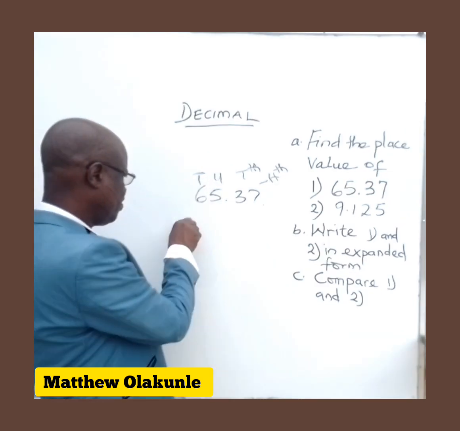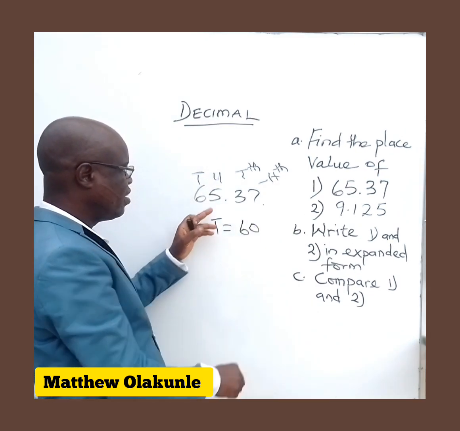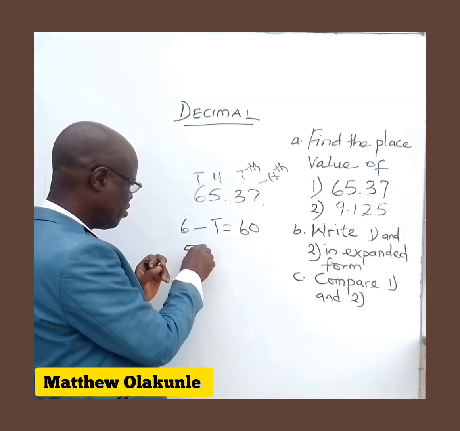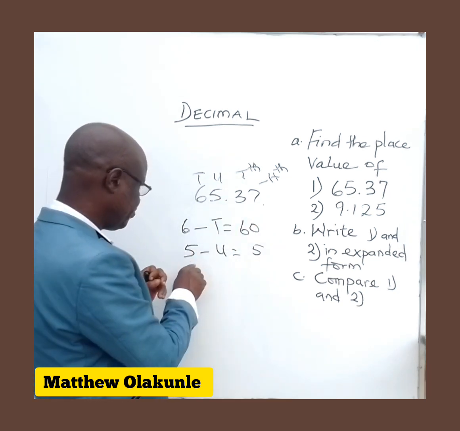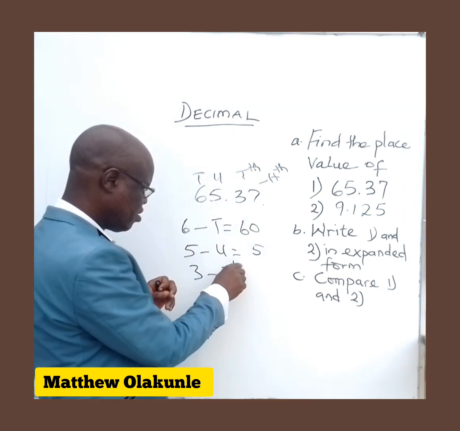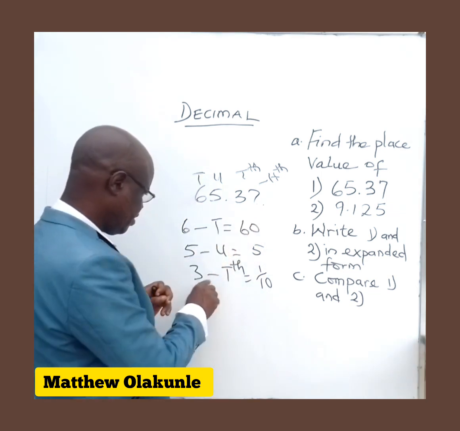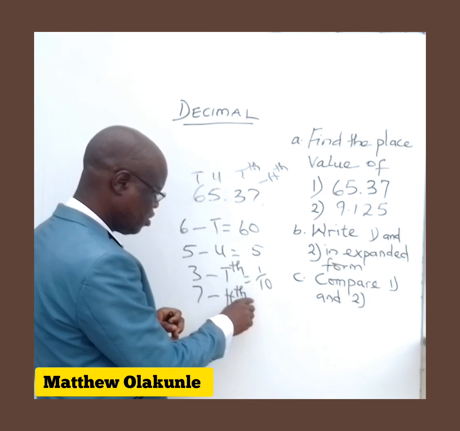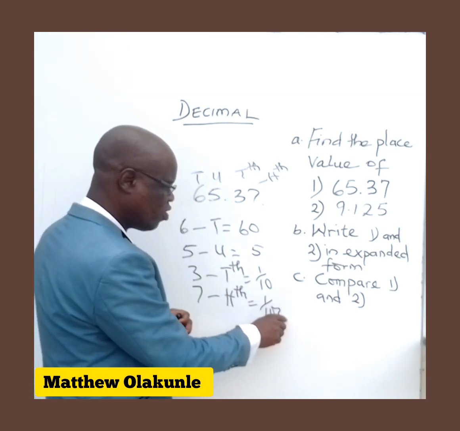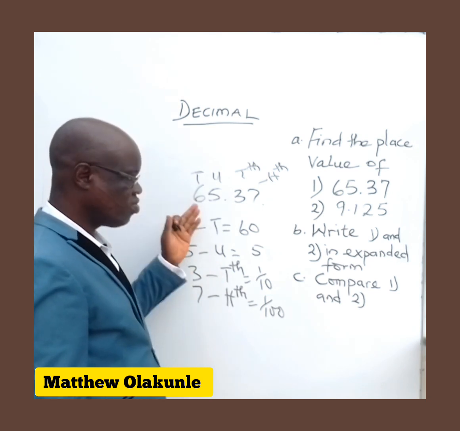So 6 is 10, which is the same thing as 60. Then 5 is unit, which is the same thing as 5. Then 3 is tenth, which is the same thing as 1 over 10. Then 7 is hundredth, which is the same thing as 1 over 100. So this is how to put the place value on those digits.